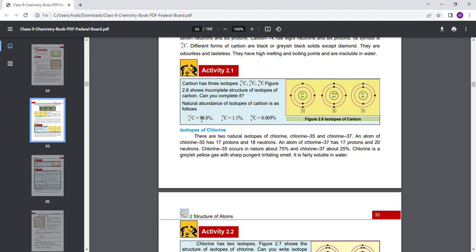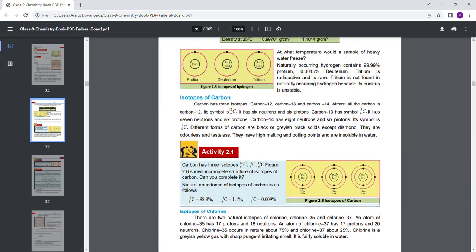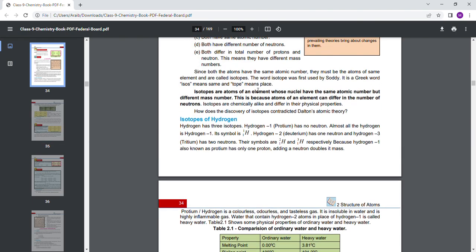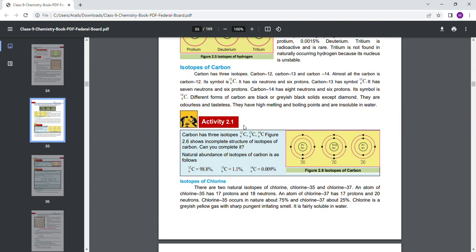So these are the percentages of each isotope in its original form. 98.8% is carbon 12, 1.1% is carbon 13, and 0.009% is carbon 14.